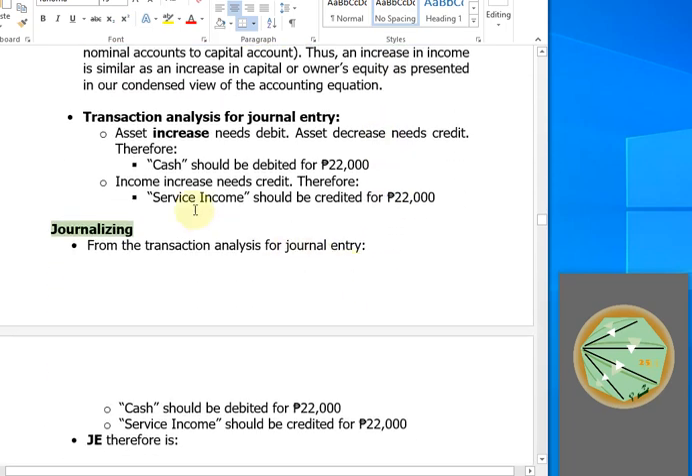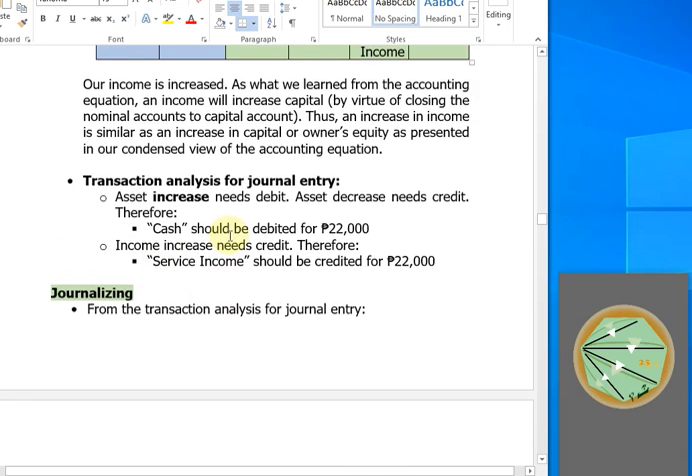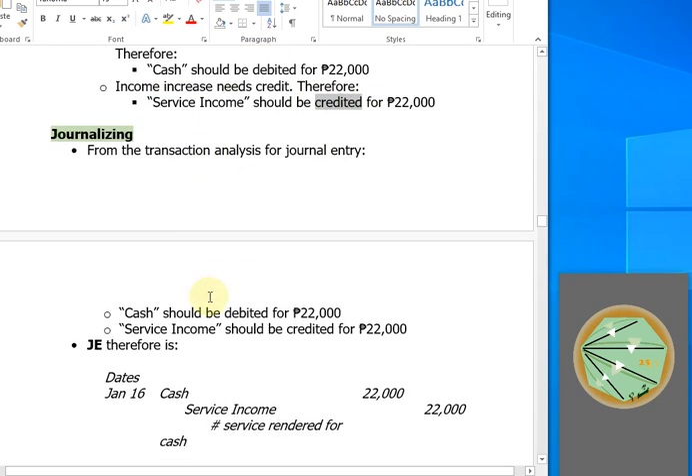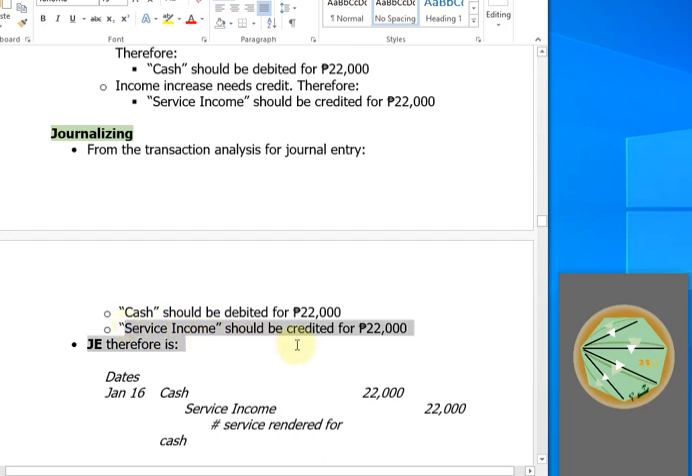So now we go to our transaction analysis, applying the rules on normal balances. Again, cash being increased should be debited, and service income, which is an income account, to increase that, it should be credited. So for journal entry, we simply have to summarize that analysis. Cash therefore should be debited, and service income should be credited.